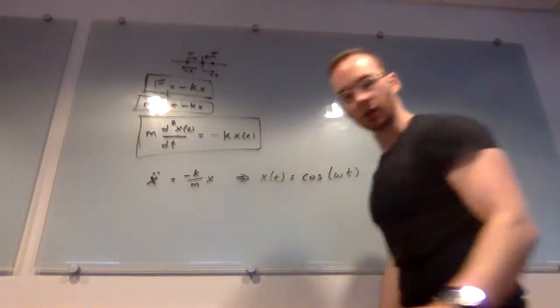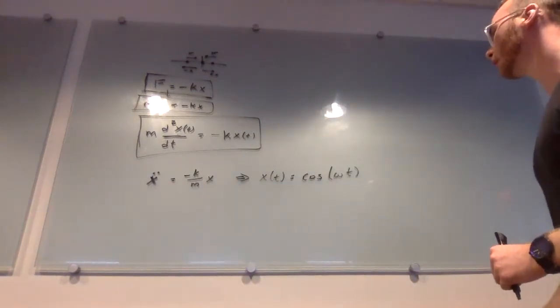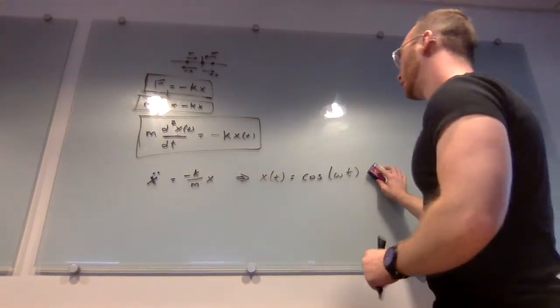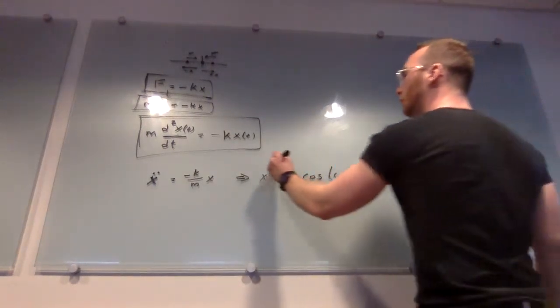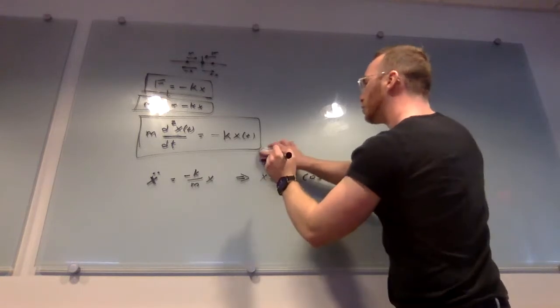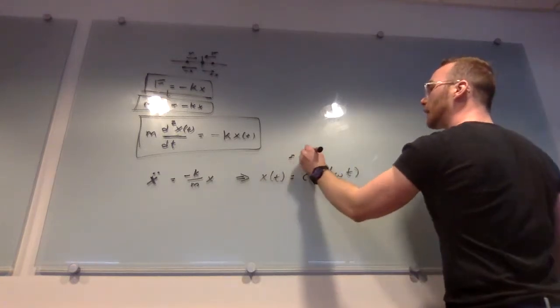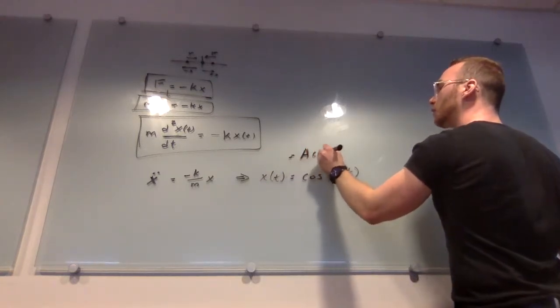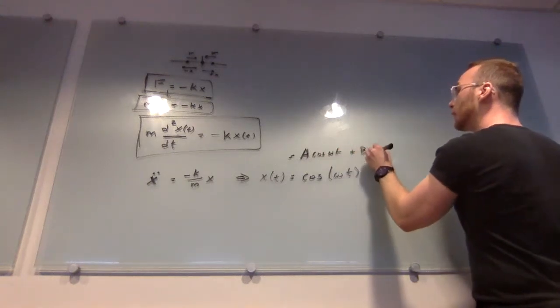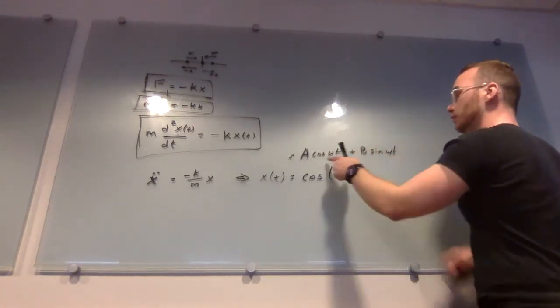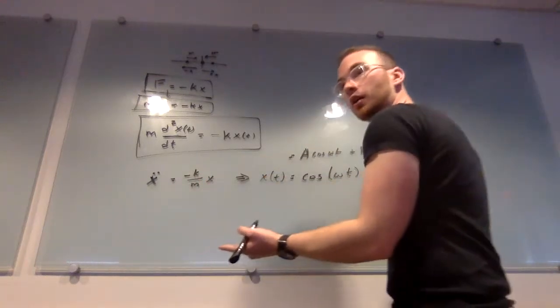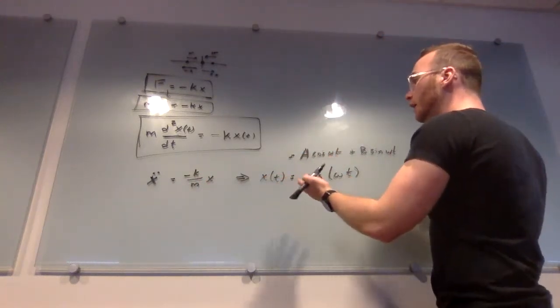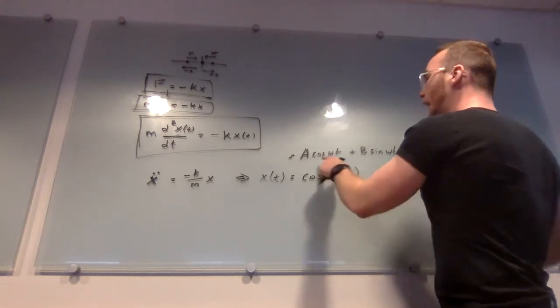Actually, no, I'm not going to do that. Well, okay, I'll just say it more generally. So the general solution would be A cosine omega t plus B sine omega t. And the reason is because there are two solutions. Sine also has the same exact property, right? So they're both valid.